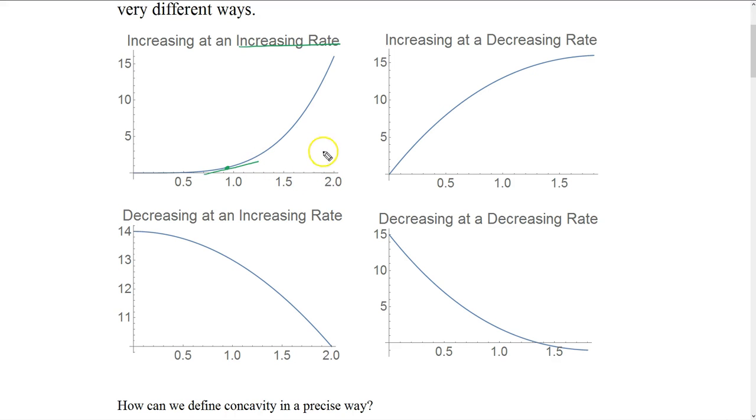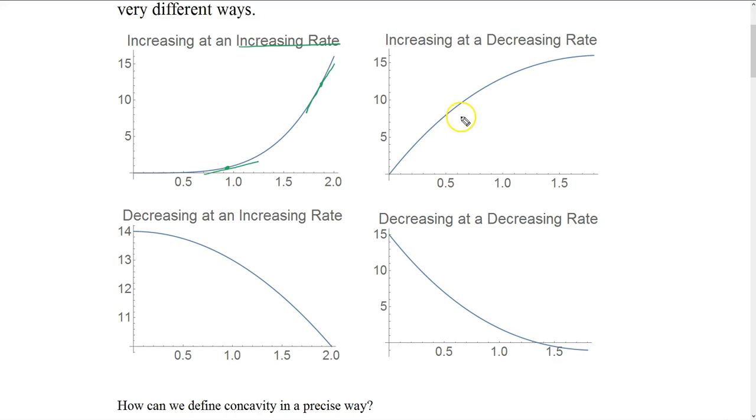Then as you move further to the right, you notice you're increasing more rapidly, and if you look at the slope of your tangent line, it's larger over here than over here. So the slope of your tangent line is increasing.